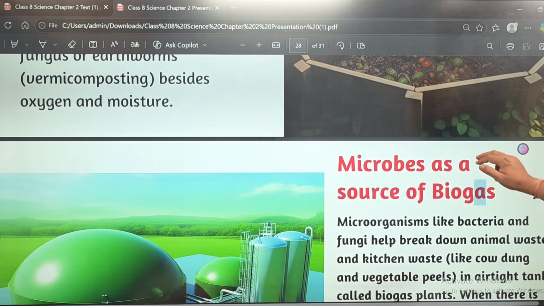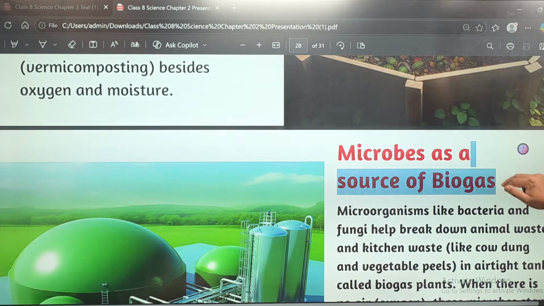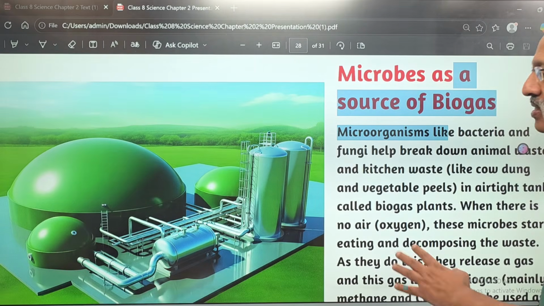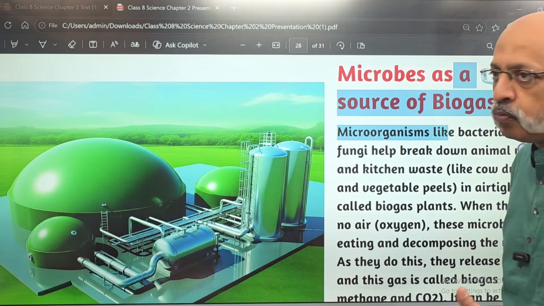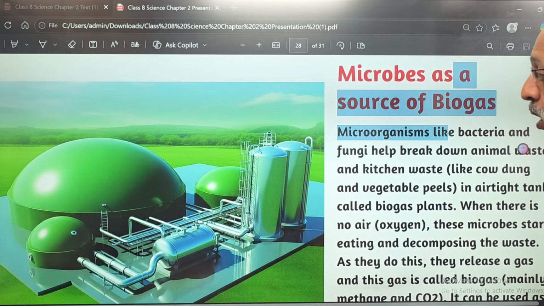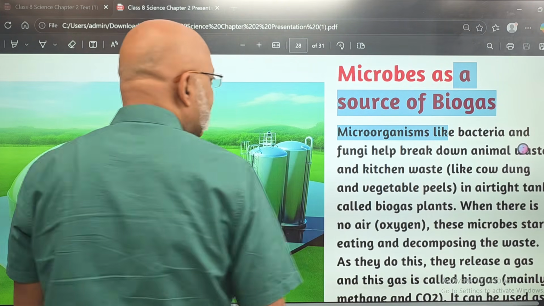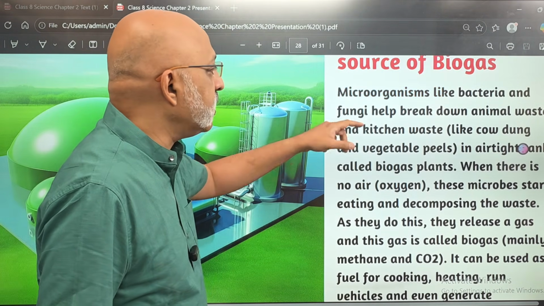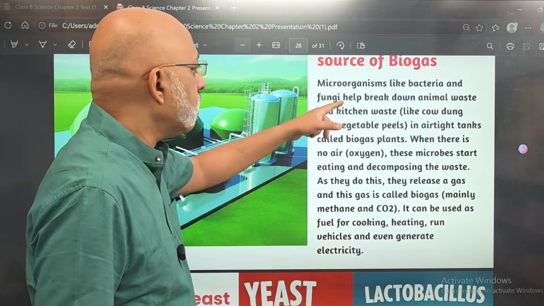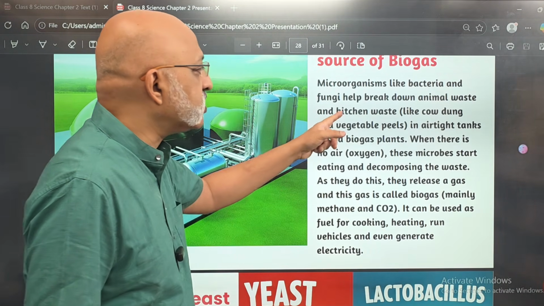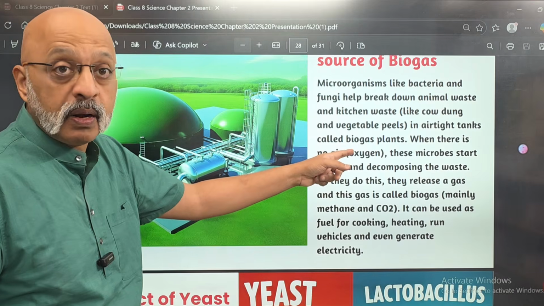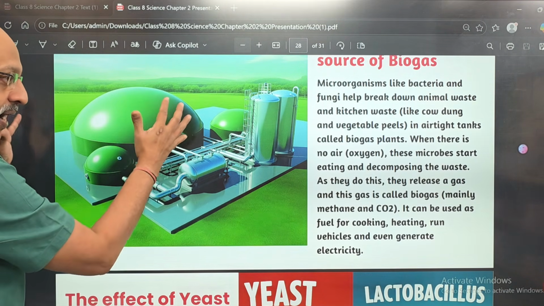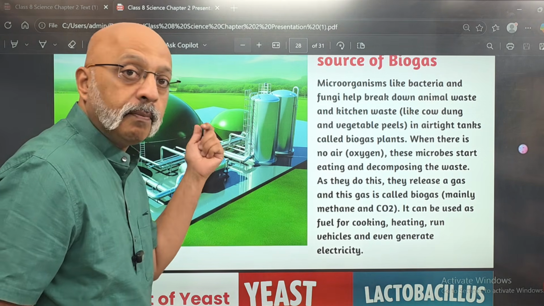Okay. Now, the other thing which I just now mentioned, I thought I'll show it to you visually so that it's easy for you to understand. This is a biogas plant, okay, which you may have seen somewhere in your city. I'm not too sure, but these are called biogas plants. What exactly is biogas? Microbes are a source of biogas. Microorganisms like bacteria and fungus help break down the animal waste and kitchen waste like cow dung, like vegetable peels, etc., in airtight tanks like these. Where it is completely sealed. Okay, these are called the biogas plants.